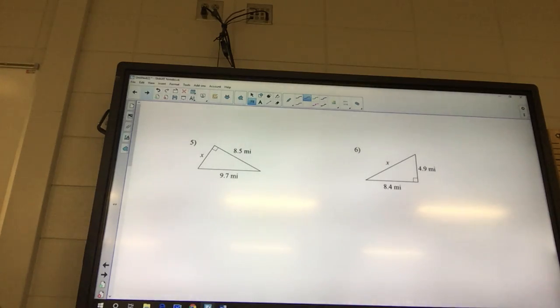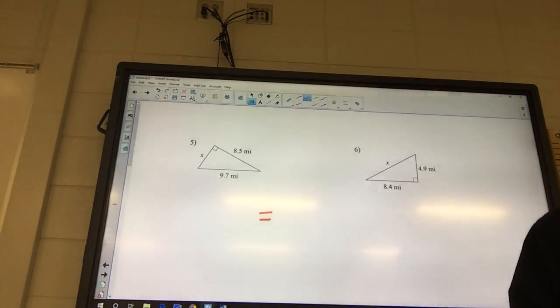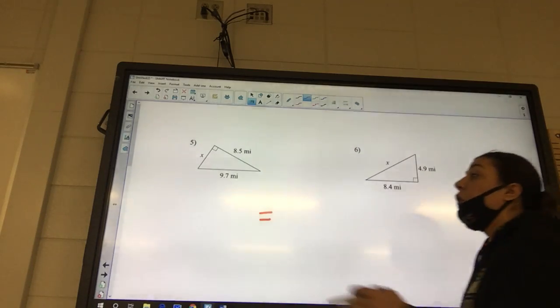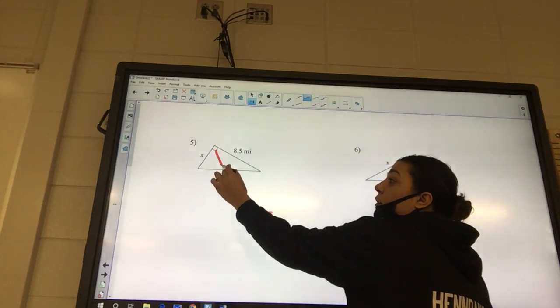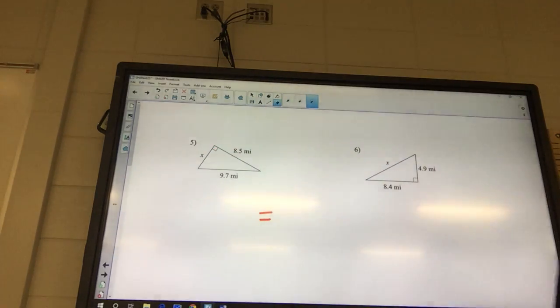Okay, 5. Which one is the hypotenuse? X. It's 9.7. So, you always take the hypotenuse and you can put a little dot on it and draw an arrow straight. Okay? And I don't really know what's a better way to explain which one is the hypotenuse, but it's across from the right angle.